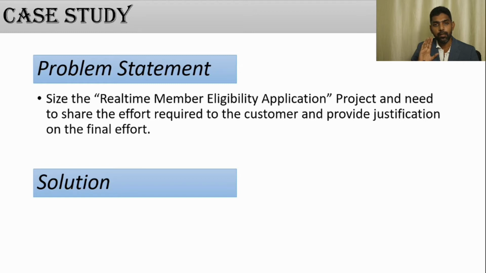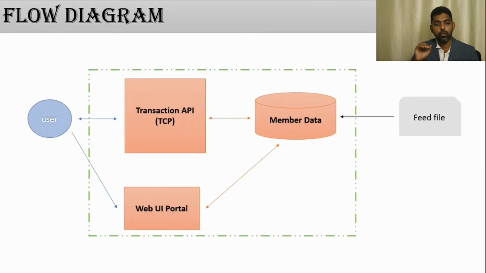So the solution that I'm going to use here, that is sizing the requirement, is function point estimation. So here I put together a flow diagram in which it shows a user who's a doctor or a hospital staff submits a request for eligibility. Request goes to the transaction API, hits the database, and then the response is sent back.